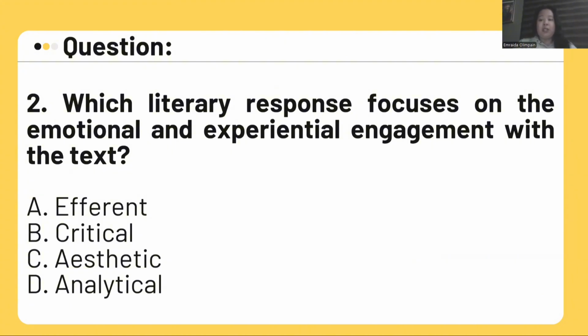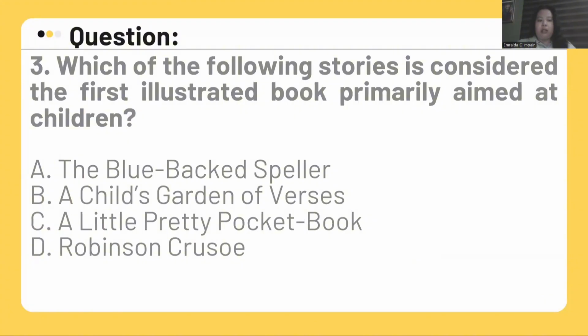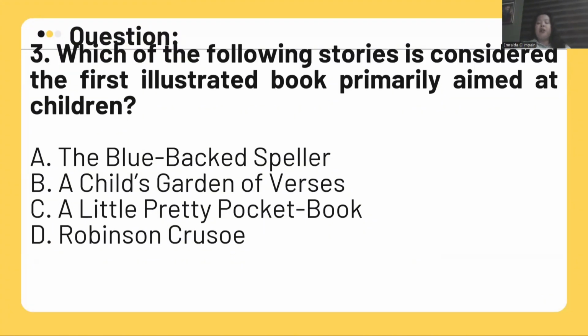Okay, so let's proceed with the question number 3. Which of the following stories is considered the first illustrated book primarily aimed at children? A. The Blue Back Speller. B. A Child Garden of Verses. C. A Little Pretty Pocketbook. And letter D. Robinson Crusoe.